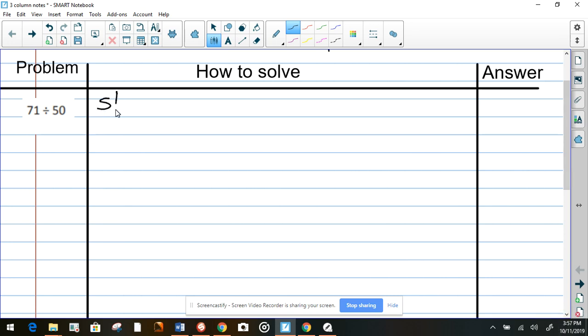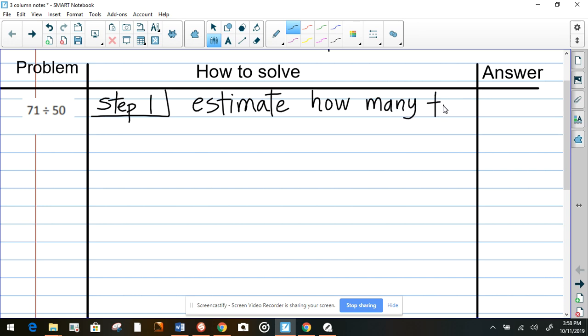Again, our step one is going to be to estimate. Estimate how many times the 50 goes into 71. Now this is an easy problem because it has a small number, but let's just go over it because this is basic for the future divisions.